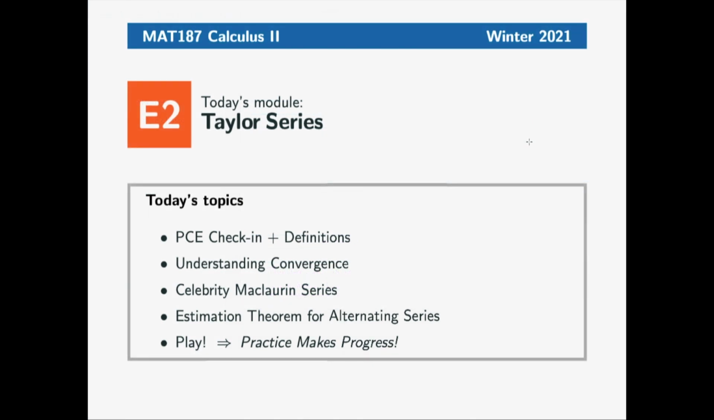All right, for today's agenda, we are going to start first with a PCE check-in and a couple of definitions. From there, we're going to move on to making sure that we understand what it means for convergence or divergence of a series. And then we're going to talk about some celebrity Maclaurin series. Remember that Maclaurin just highlights that the center is 0. From there, we're going to move on to the estimation theorem for alternating series, which gives us an alternative to Taylor's theorem, which was last video. And then finally, we have some play. So we're going to get into a couple of exercises just to make sure that we understand how to apply all the goodness that we've learned.